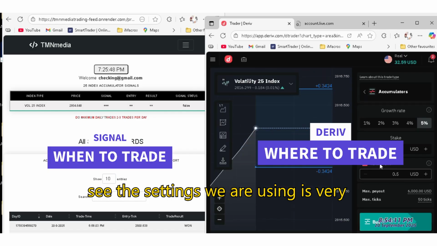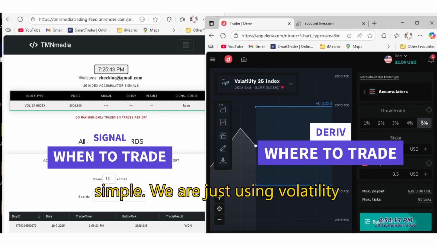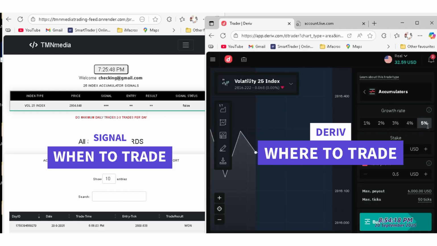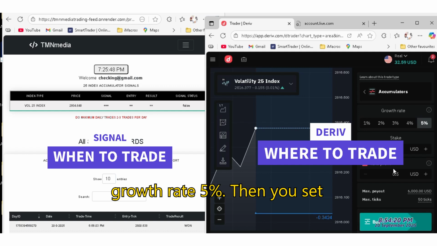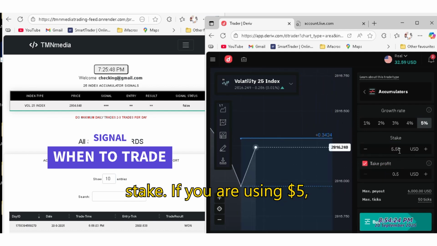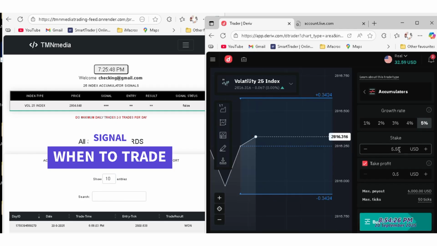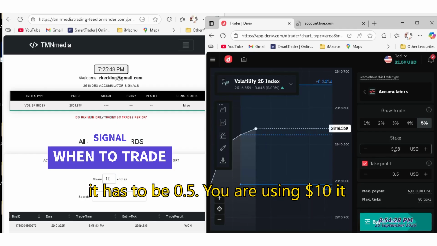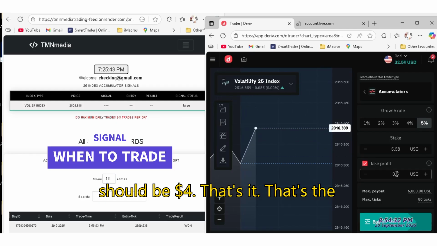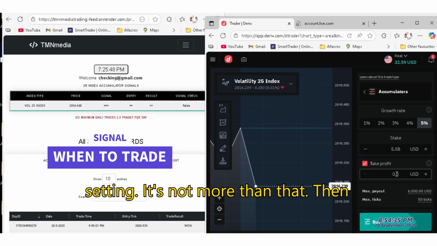But you see, the settings we are using is very simple. We are just using volatility 25 index, growth rate 5%. Then you set take profit to 10% of your stake. If you are using $5, it has to be 0.5. If you are using $10, it will be $1. If you are using $40, it should be $4. That's it. That's the setting. It's not more than that.